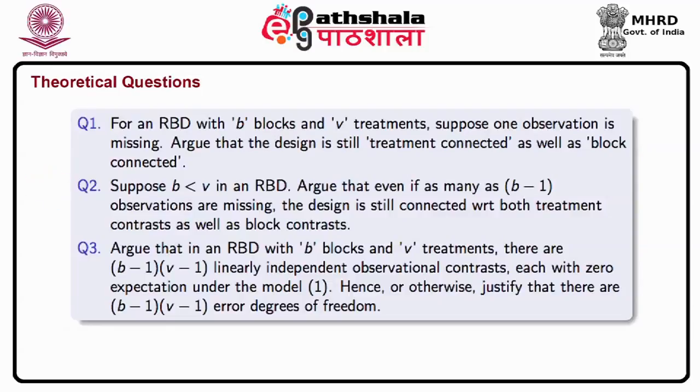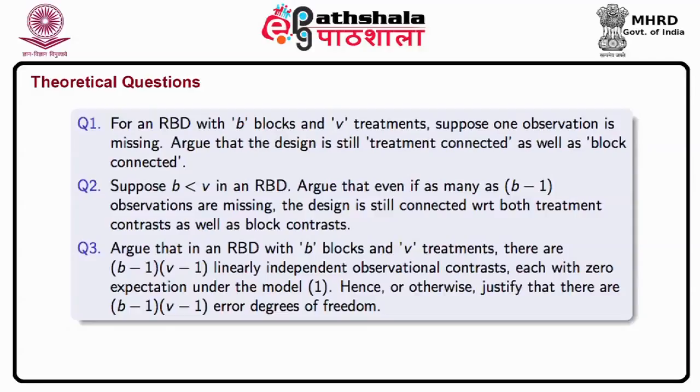It's a good problem. So you have got B less than V, and imagine any B minus 1 observations are missing. Then you have to argue that you can still estimate all treatment difference contrasts as well as all block difference contrasts. That is your question number 2.